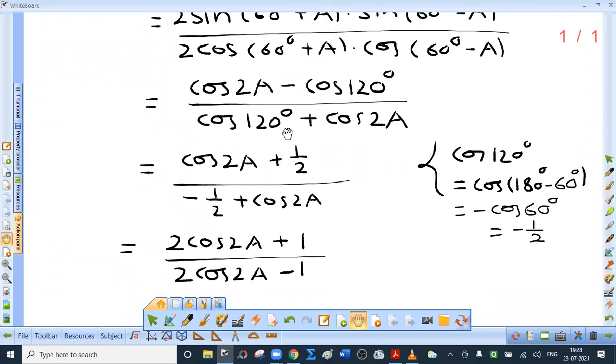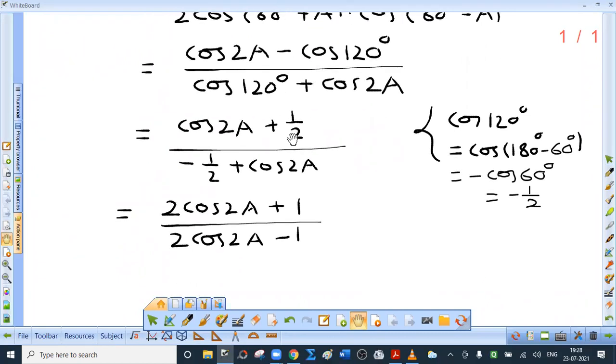Have I begun with writing LHS? Yes, I have. In fact, that was RHS. So I must say this is nothing but left hand side.